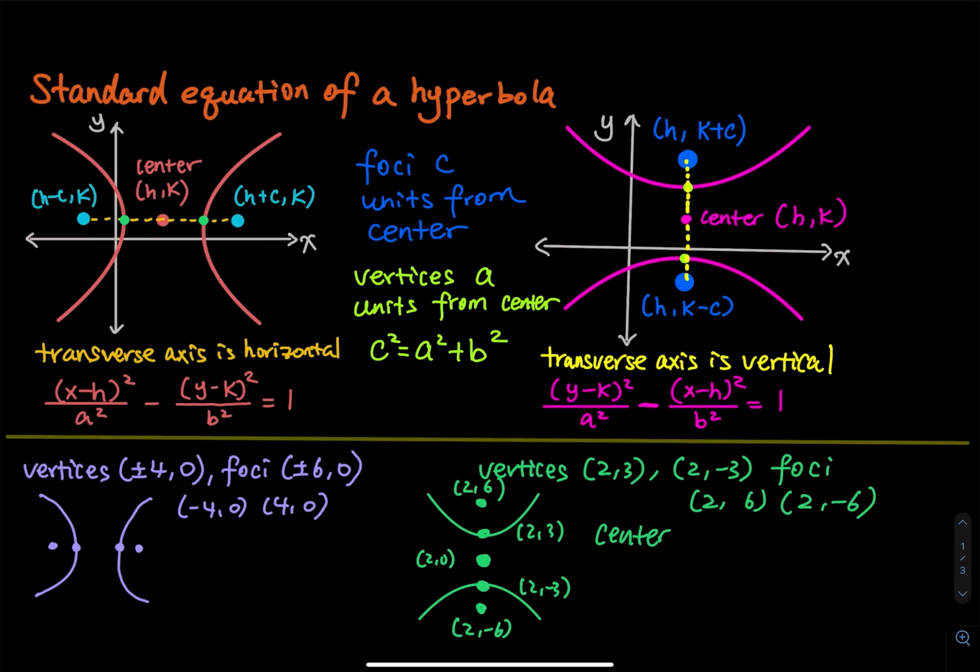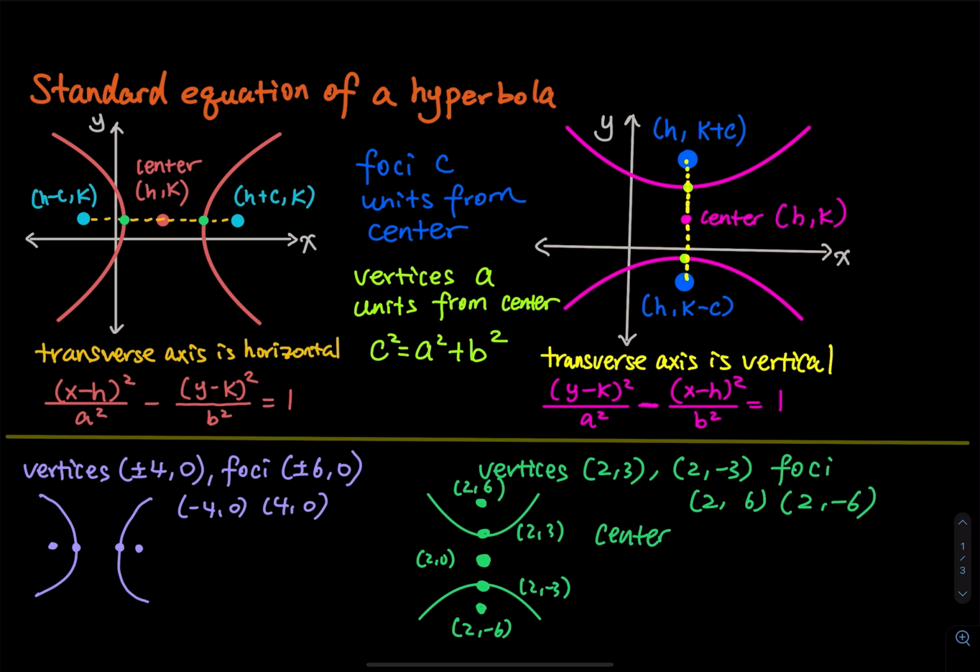Standard equation of a hyperbola: there are two types of hyperbola. The one you see on the left is horizontal. The one you see on the right is vertical. Starting with the horizontal hyperbola, this is a horizontal hyperbola because the transverse axis, this yellow dashed line, is horizontal. On this transverse axis, we have the foci, the blue points, the vertices, the green points, and then the center, the point in the middle.